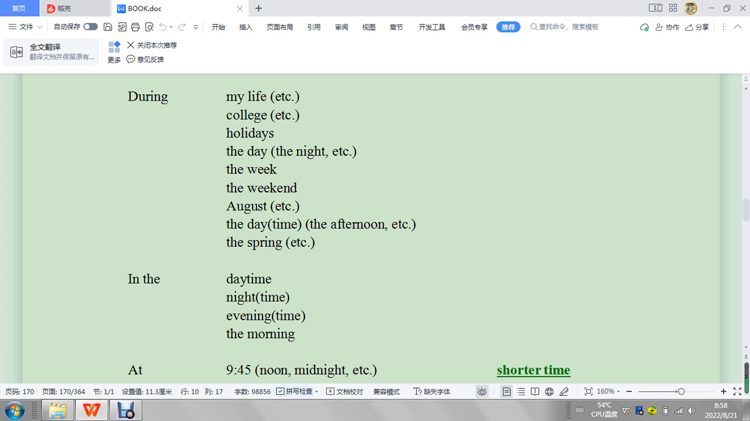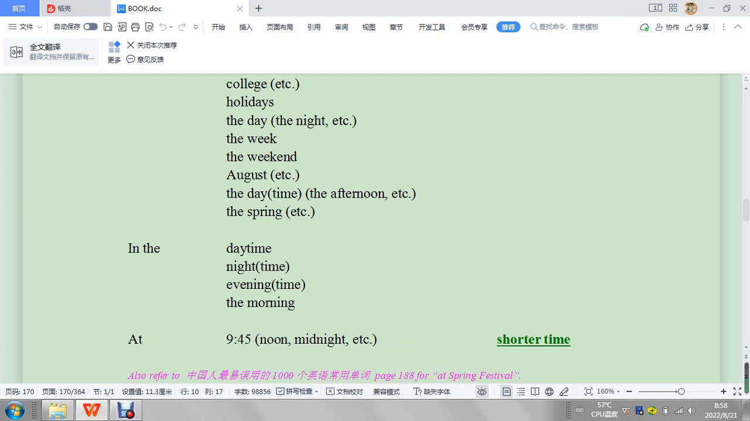So in the, I'm just putting this because it's not in daytime: in night, in evening, in the morning. Sorry, that was wrong. See, even I make mistakes. In the morning. So I'm just writing that down because there's a the, when you should use the.